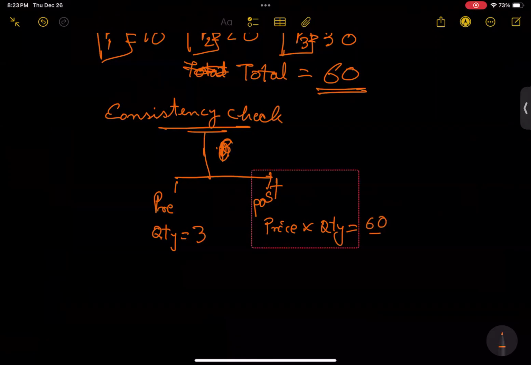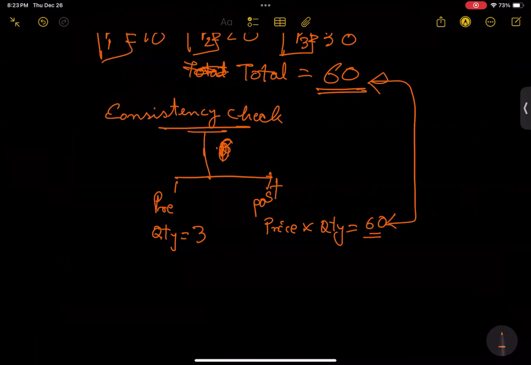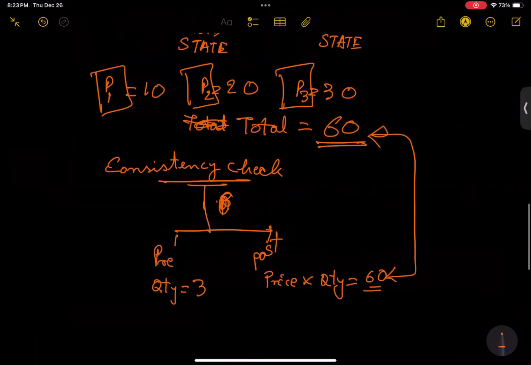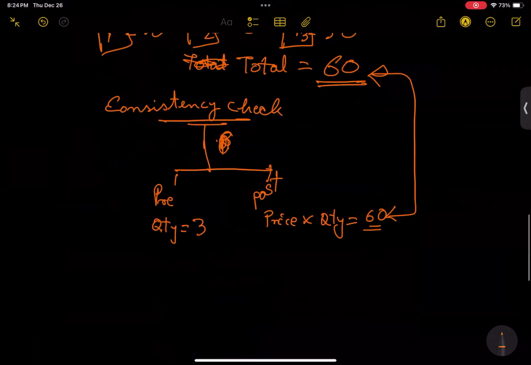We get 60. So if this and this matches, then basically we can say that this is consistent. So this is a way to do the consistency check in order to do your data validation, right? The consistency check means that the state you are leaving from the source, and after the transaction, post and pre, you need to understand what is a valid state. Valid state means it abides by the business rule. It will follow the business rule and abide by it. If not, it will fail. Is it clear?